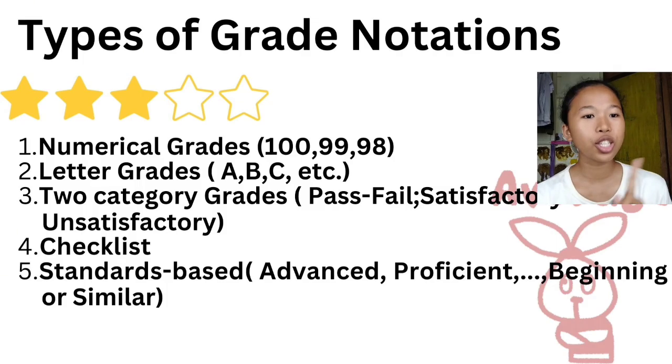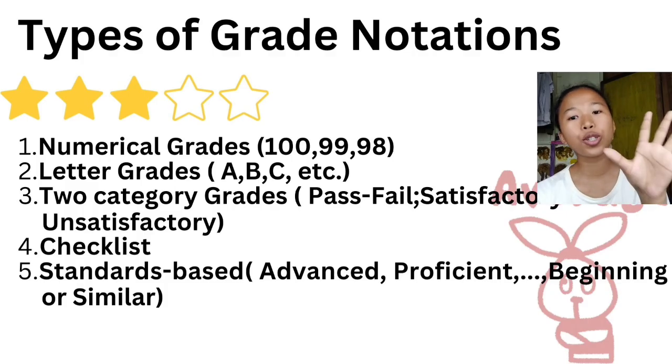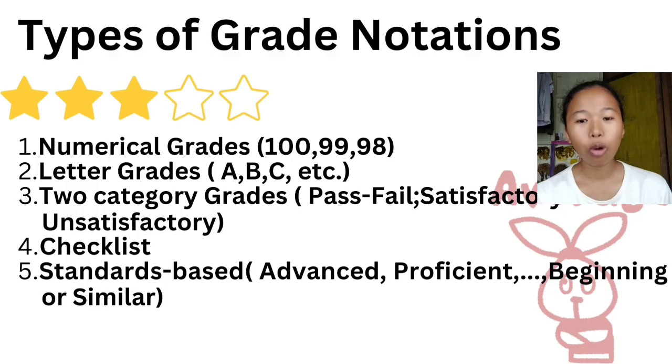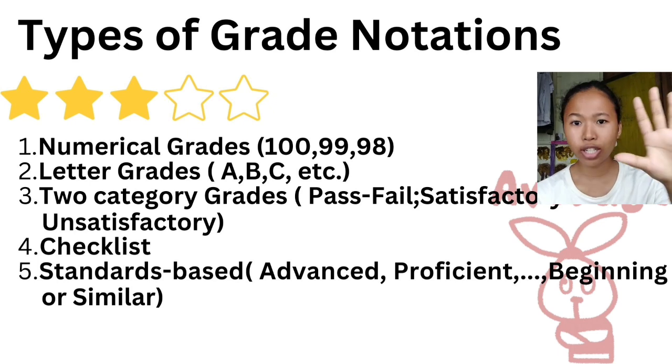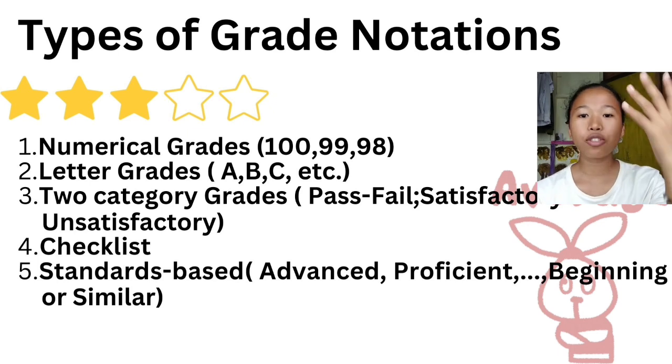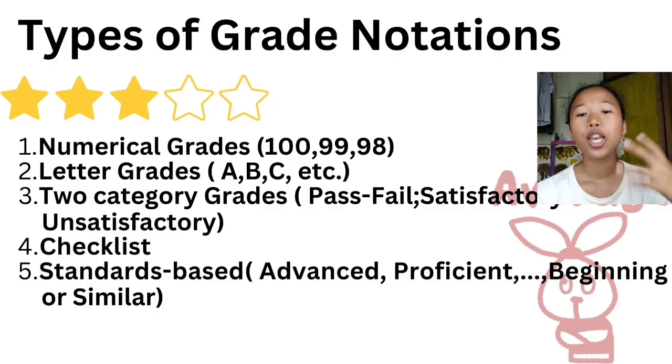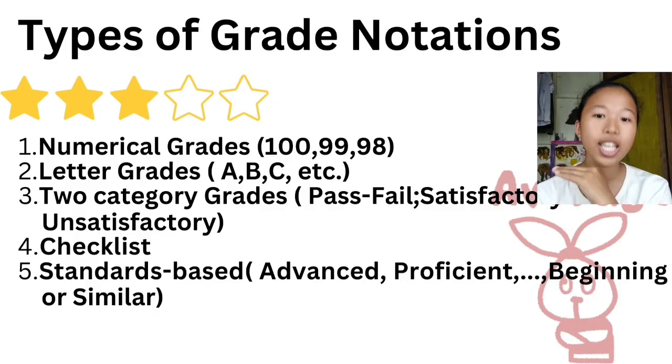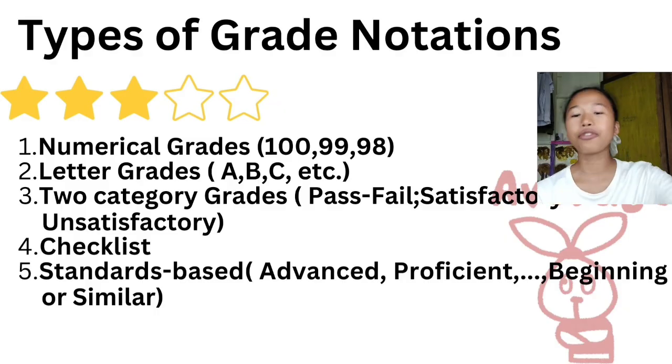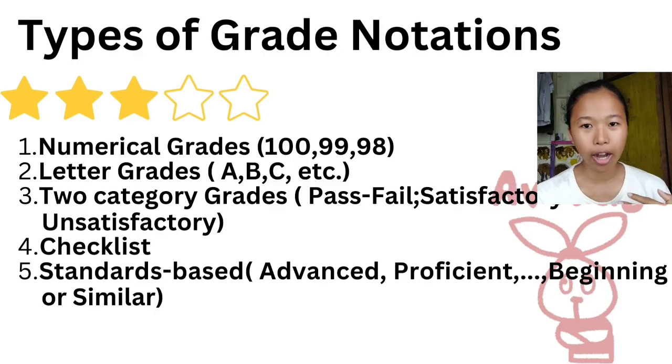So let's start first with the numerical grades. As you can see in your elementary report card, before or now, there's 100, 99, 98, or any numbers that represent your grade. And 75 is the passing grade, 75 and above, and below that means it's a fail grade.